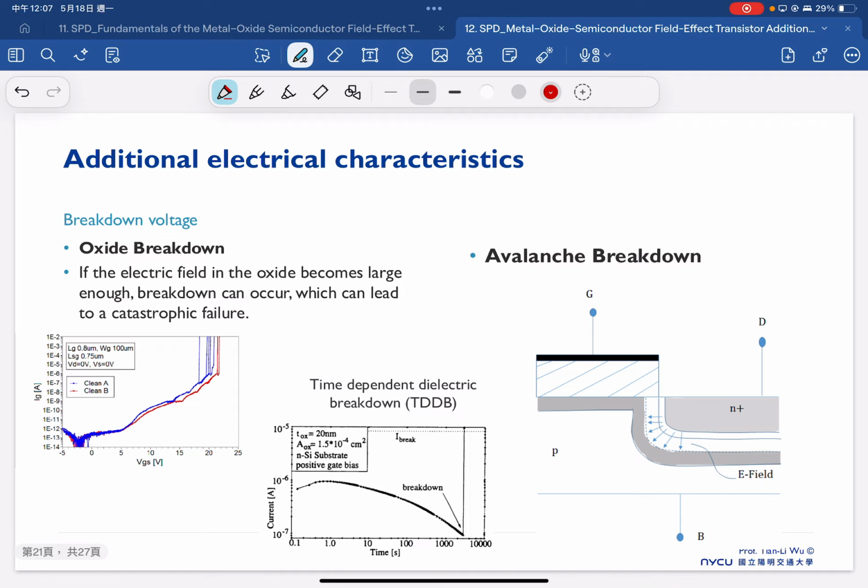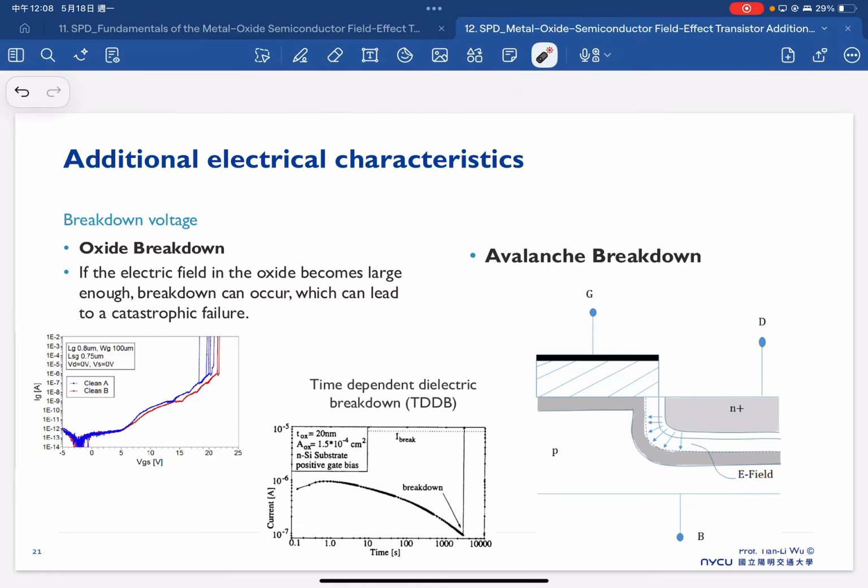So I hope to finish this chapter today, so I will continue. So then the additional electrical characteristic we will talk about is oxide breakdown here. In the previous case, we only considered the oxide as an ideal case where we won't have any leak current. But in reality, we will always see the leak current. So that's what we call oxide breakdown.